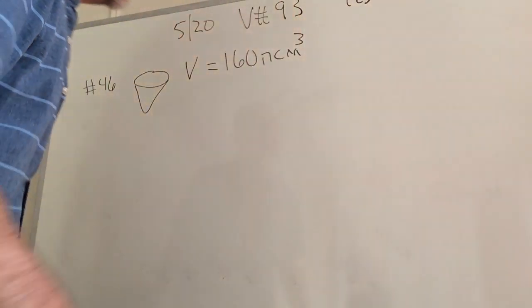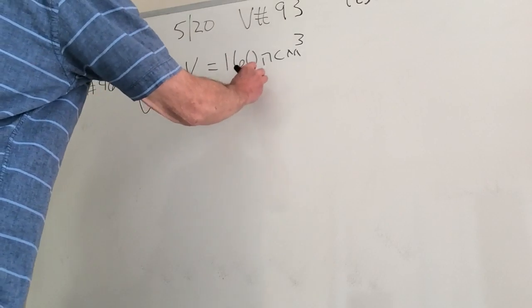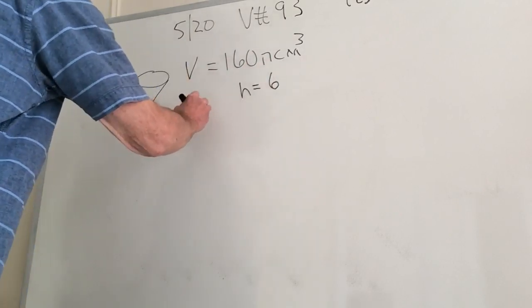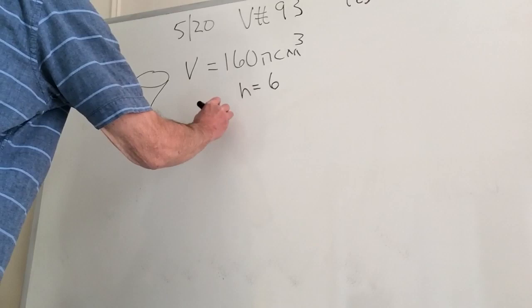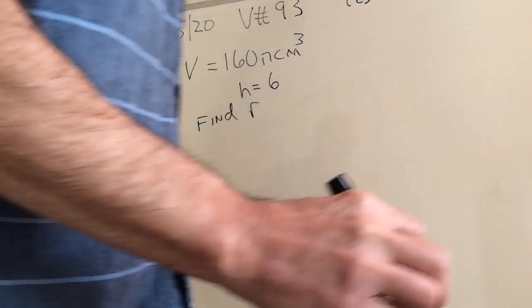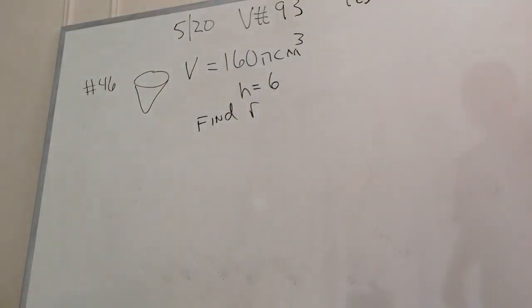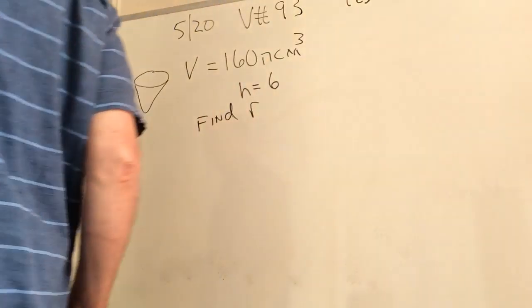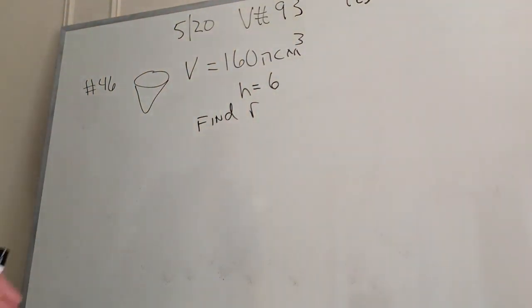To find the radius, it has a height of 6. So there we go. And then find the radius. We've done these problems many times. I'm double checking so I don't waste time here. What is the radius? Okay. So here we go. And we've done these so many times.